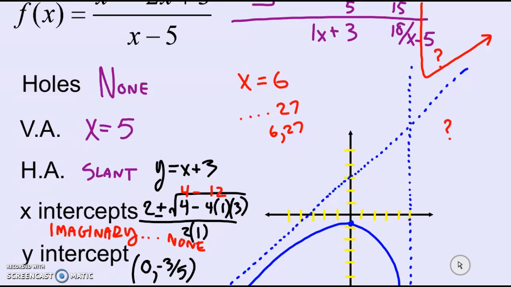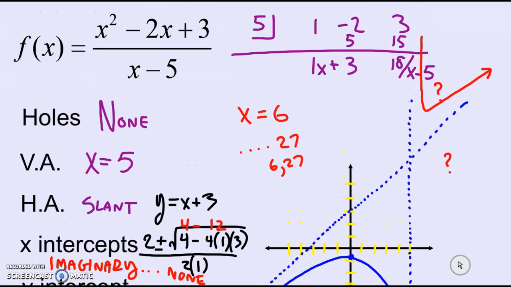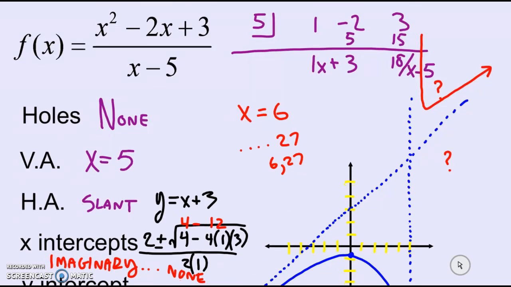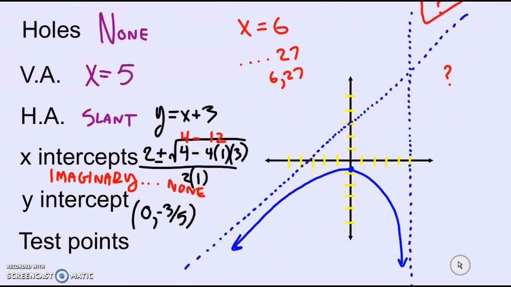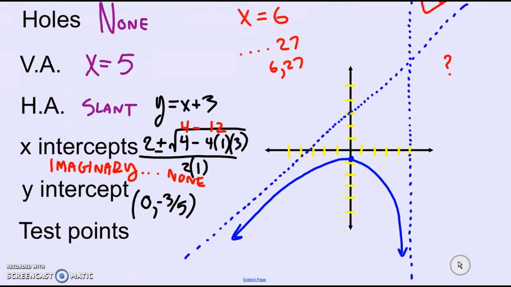All right, rapid fire, 30 seconds left. This one we factored it, just kidding, we did not factor the numerator because the numerator didn't factor. So we had x-intercepts that were imaginary, so we had no x-intercepts. We found the slant asymptote because we divided the top and the bottom, we got y equals x plus 3. Notice the slant asymptote and the vertical asymptote. There were no holes because the numerator did not factor. The y-intercept was 0, -3.5.